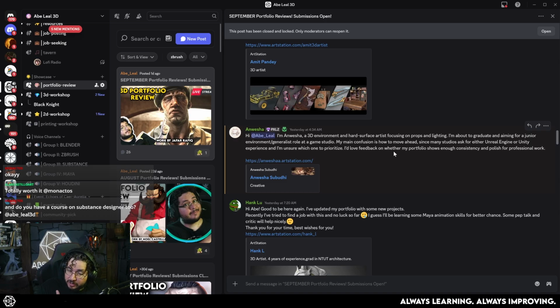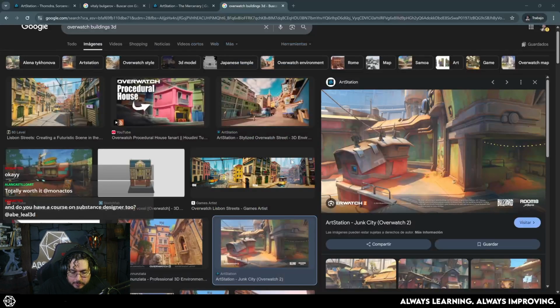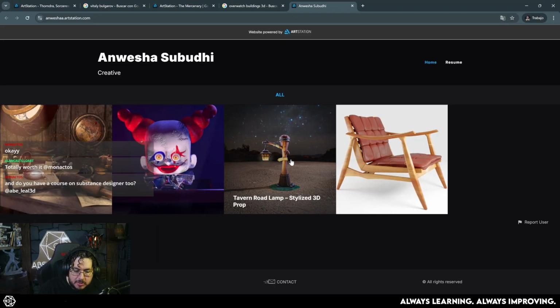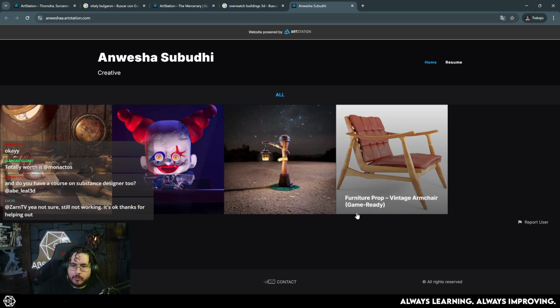I would personally prioritize Unreal, because as an artist, it's a lot easier to understand the Unreal pipeline than the Unity one. But whichever one you pick, it's not going to make that much of a difference, because as an environment artist, you're not expected to do all of the setup. Tech artists are usually going to be doing that kind of stuff.